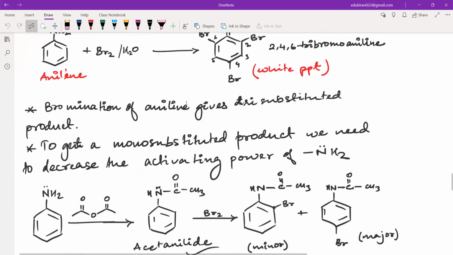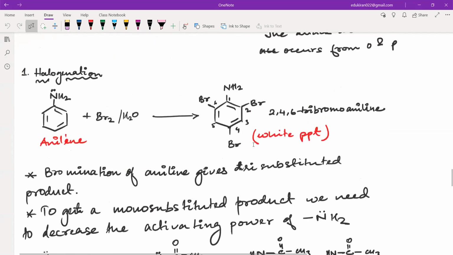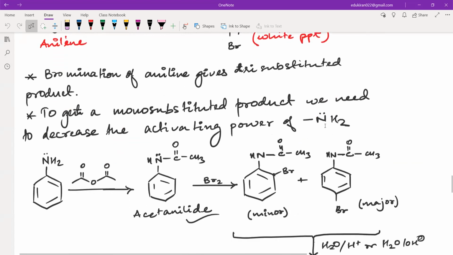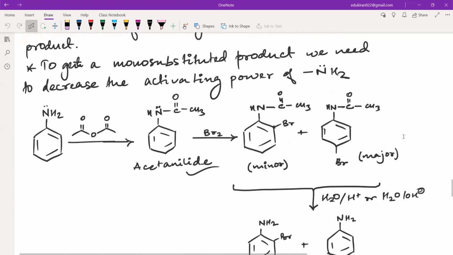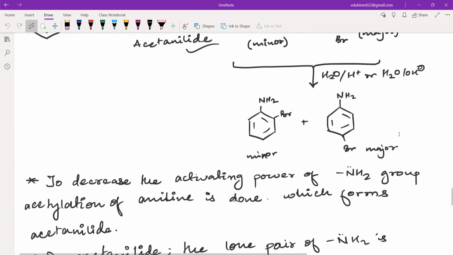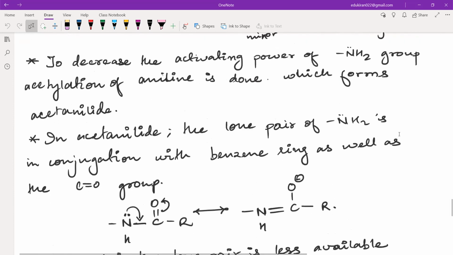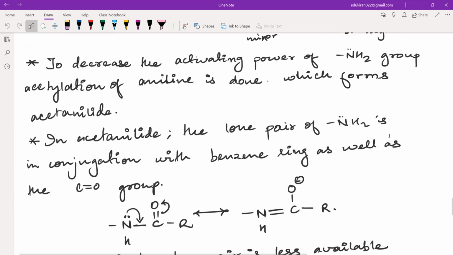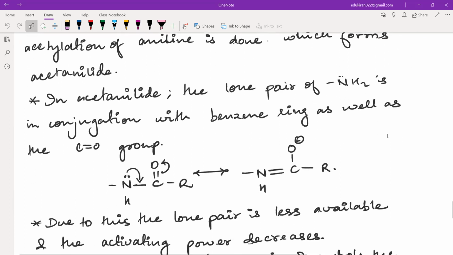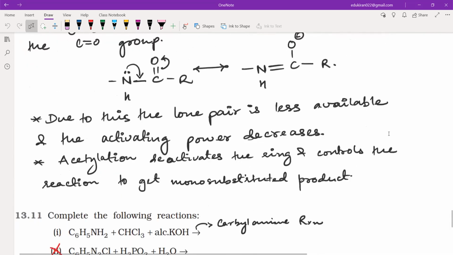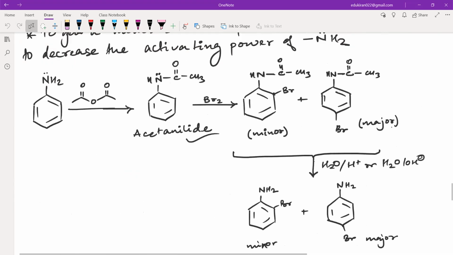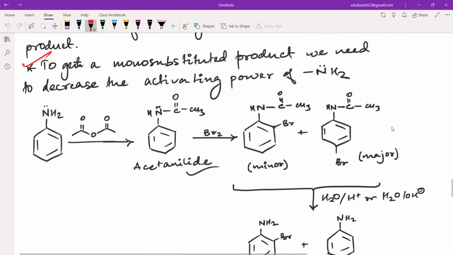Halogenation में देखिए, bromination of aniline gives you, to get a monosubstituted product we need to decrease the activating power of NH2, उसके बाद ये रिएक्शन किया जाता है, ठीक है। तो यही सारी चीजें हैं, बस ध्यान देना है आपको. You get this, yes or no? Yes. Each and every point mentioned to decrease the activating power of NH2, acetylation is done. Okay, this is also important. This thing, how to get a monosubstituted product, is also very important. Okay, you can be asked regarding this.